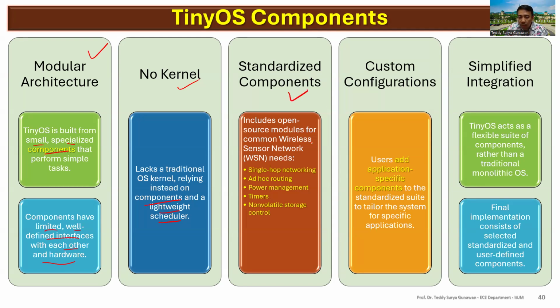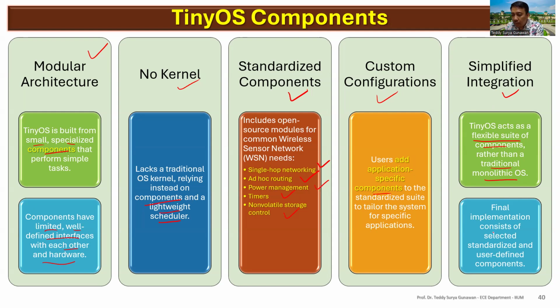For example, open source modules for a wireless sensor network, like single-hop networking, ad hoc routing, and power management. It has timer components and non-volatile storage control. Also, we can use custom configuration. The user can add application-specific components. You can build different components for different applications. And also simplified integration. So TinyOS acts as a flexible suite of components rather than a traditional monolithic OS.